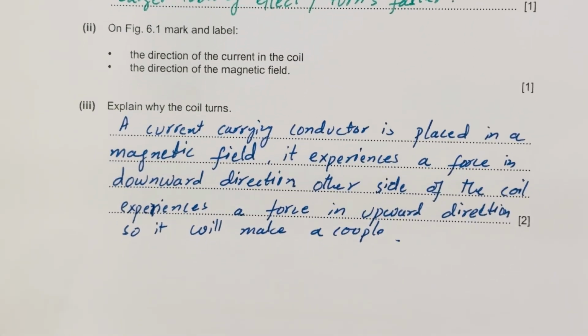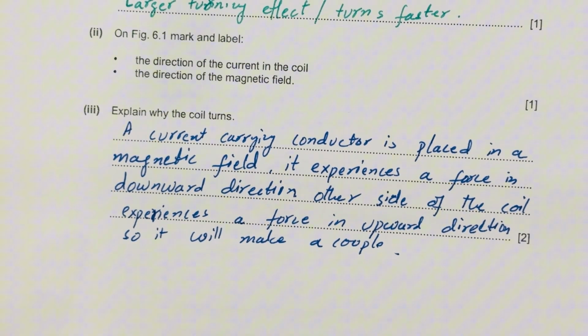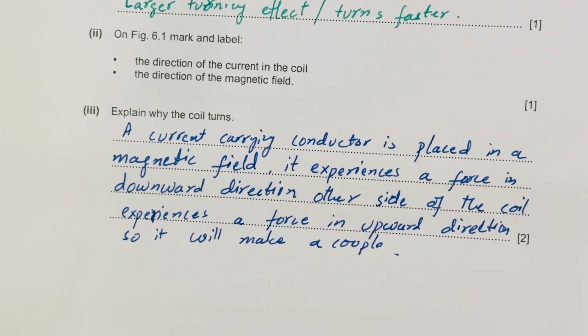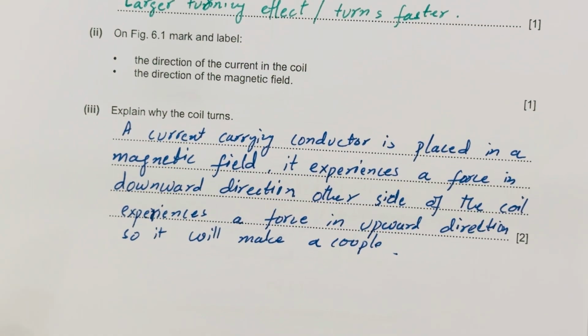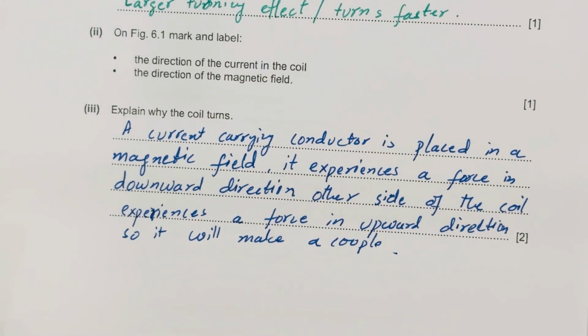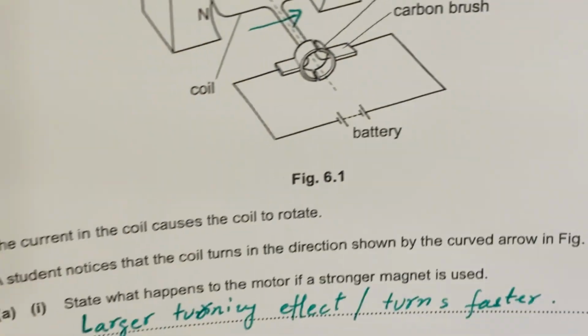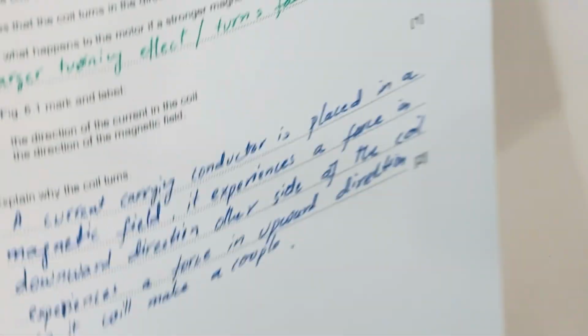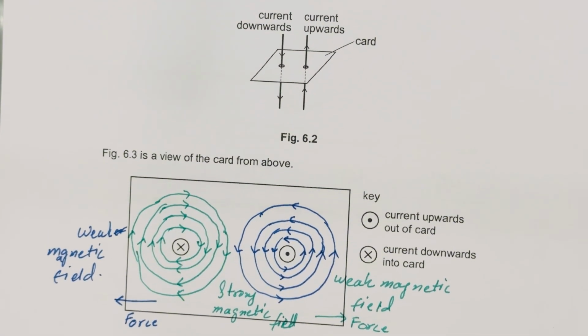Explain why the coil turns. I have written: a current carrying conductor is placed in a magnetic field. It experiences a force in the downward direction, and the other side of the coil experiences a force that is upward. It means that the right side will produce a downward force and the left side will produce an upward force. So it will make a couple that will cause the coil to rotate. So that was a simple but very important explanation that is often asked by the examiner.